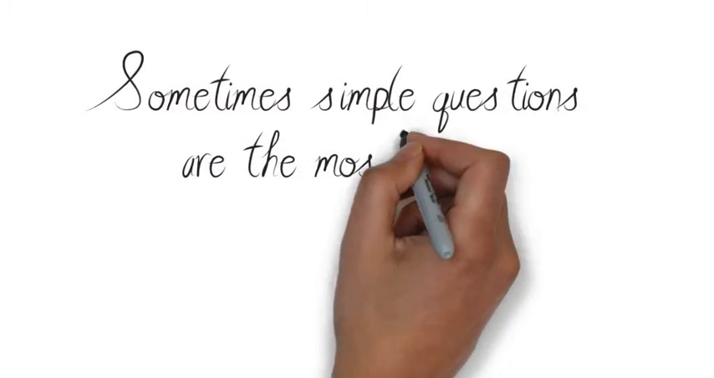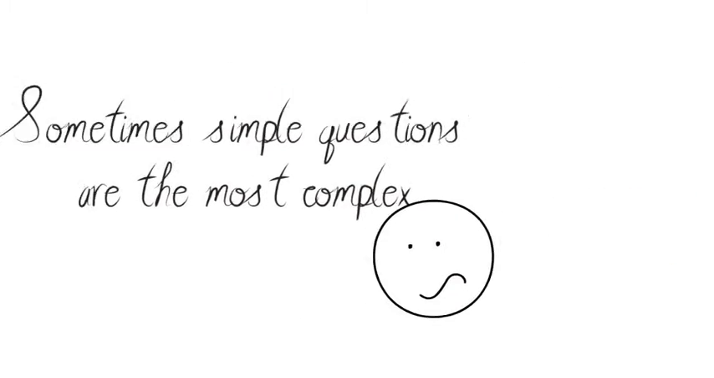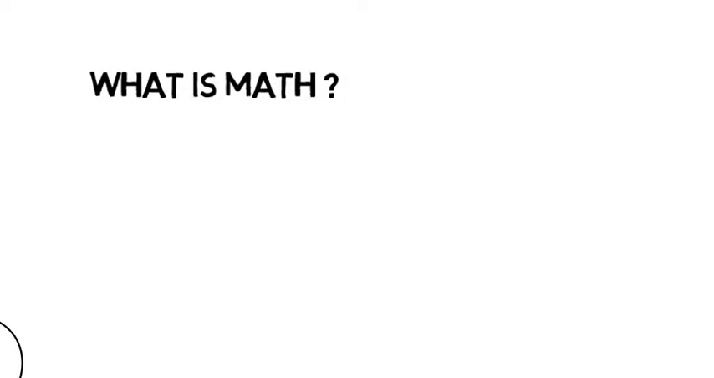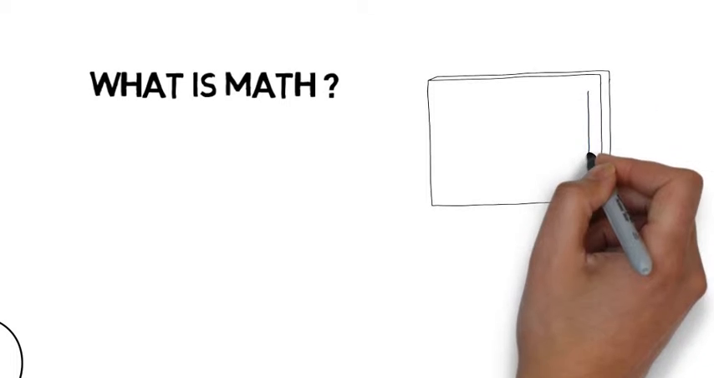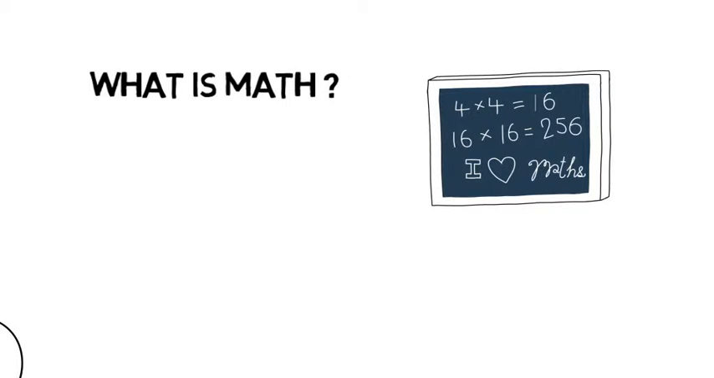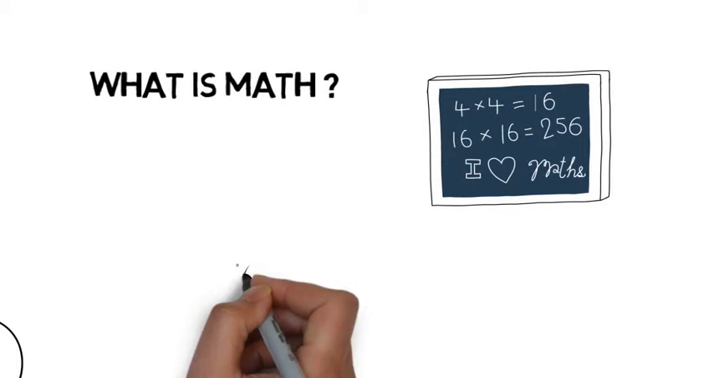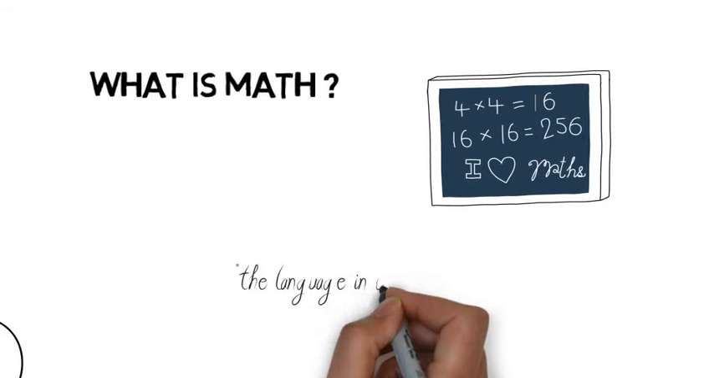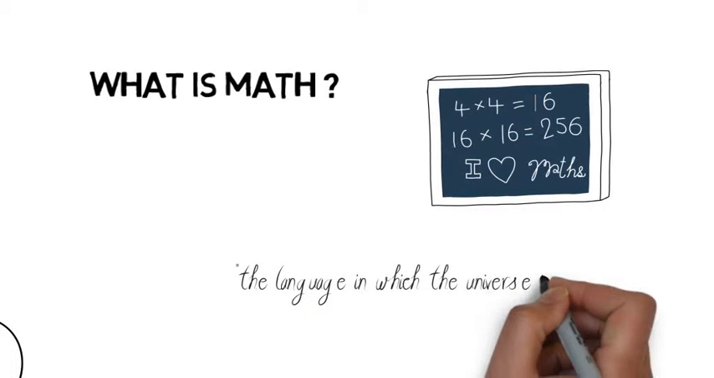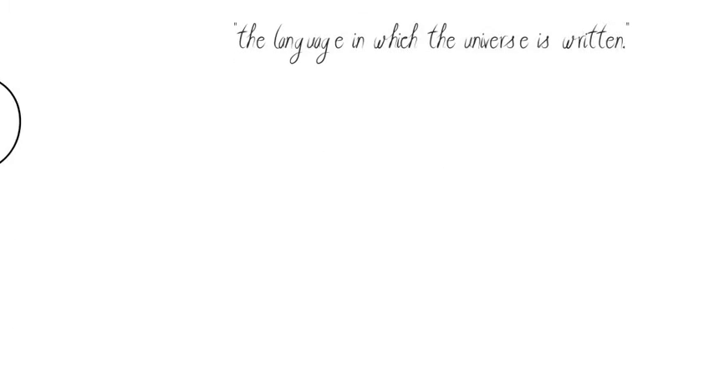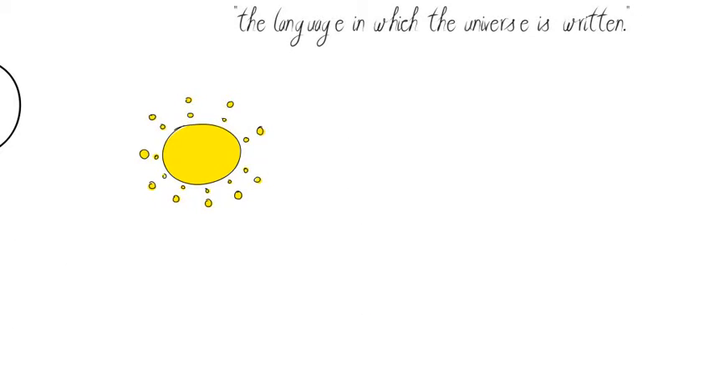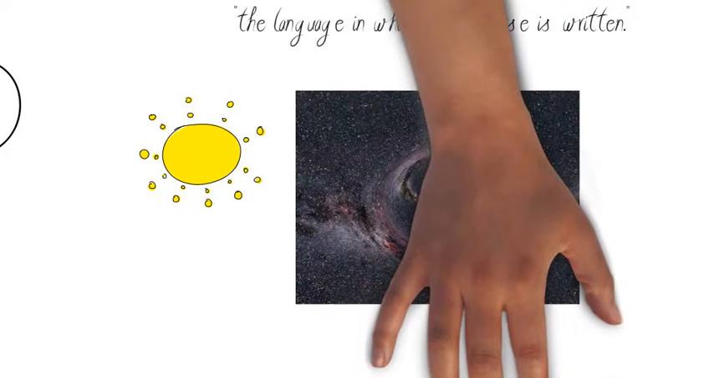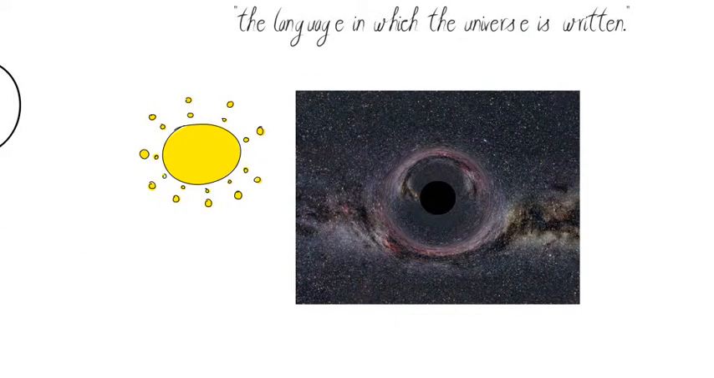Sometimes simple questions are the most complex, such as, what is math? Math is the abstract study of how the structures of systems relate and operate. Or, more romantically, math is often referred to as the language in which the universe is written. Now, like our universe, there are parts we understand well, and parts we still know nothing about.